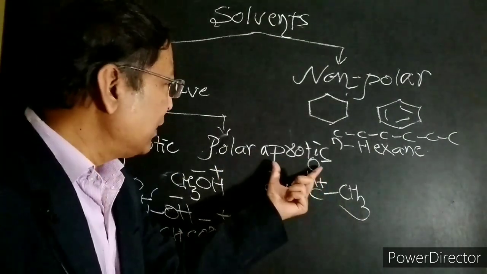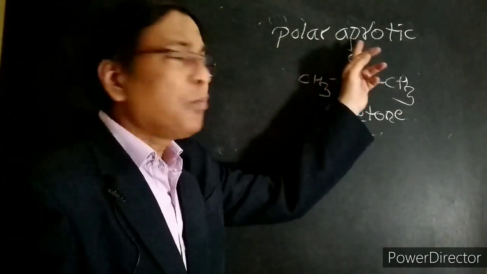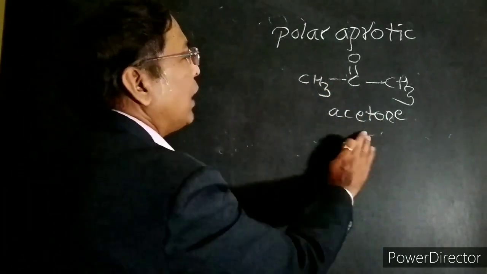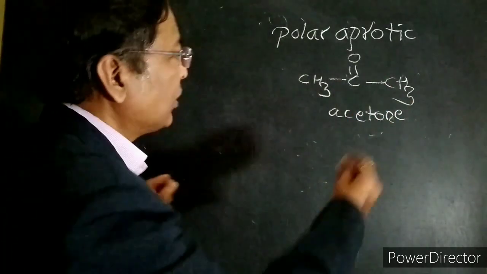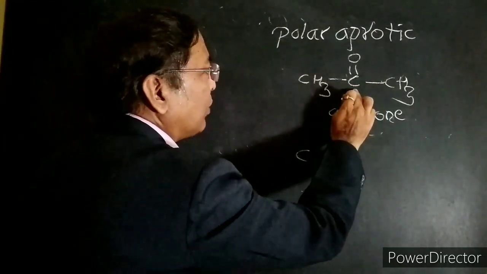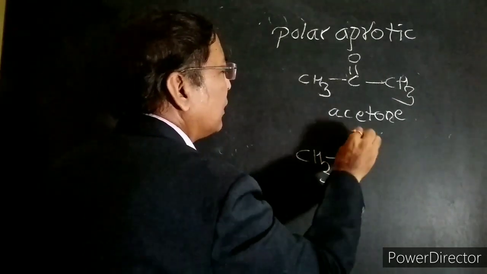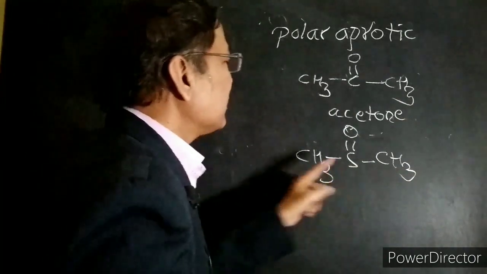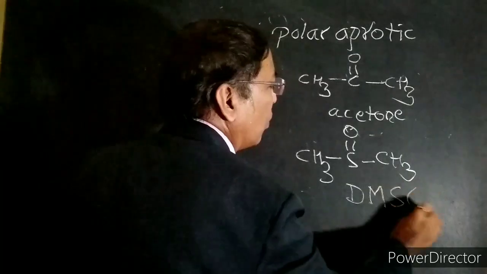Now we will take the list of polar aprotic solvents. The first example is acetone. We have to remember the structure of acetone so that we can write the other polar aprotic solvents very easily. Now just change here, instead of carbon you write sulfur, that is CH3, S double bond O, CH3. It is called dimethyl sulfoxide and it is well known as DMSO.